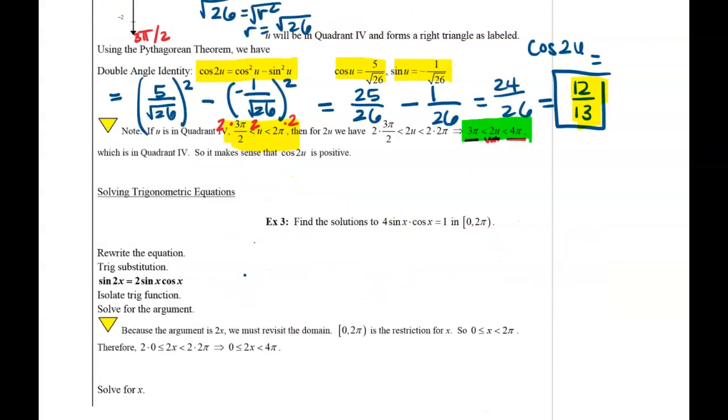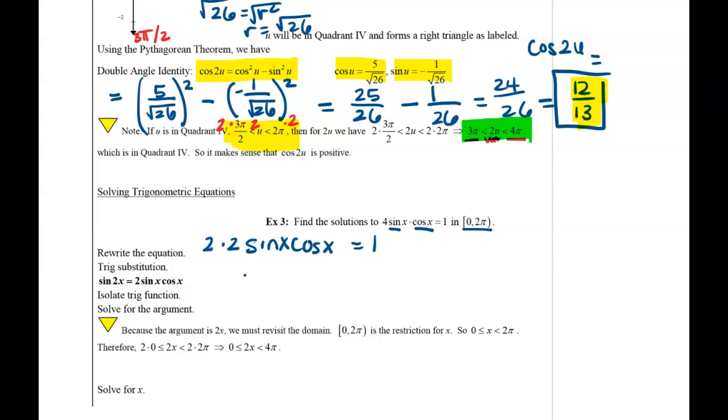So example 3, I'm going to show you how you can use double angles to help you solve this equation. So we have 4 sine x cosine x equals 1, and when you're solving an equation and you have both sine and cosine, it's really difficult to do. So what we're going to do instead is take the 4 and write it as 2 times 2, which is equal to 4. And then we have sine x cosine x equals 1. And our domain is between 0 and 2 pi.